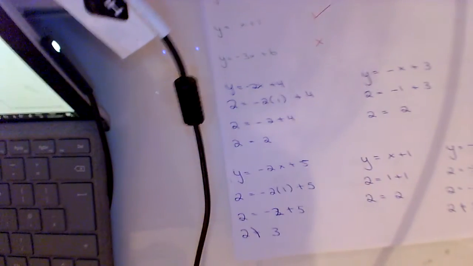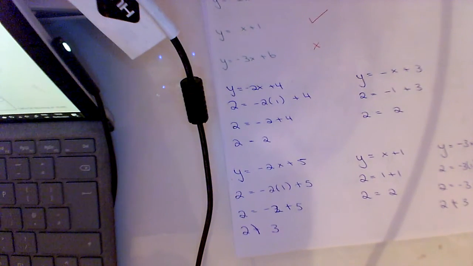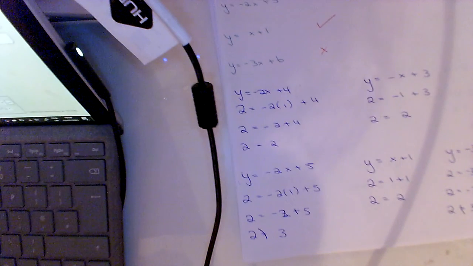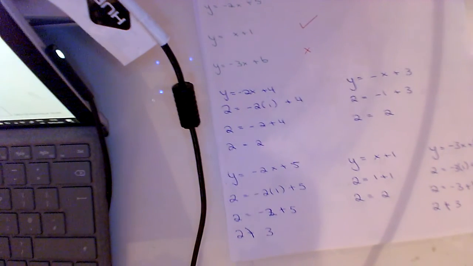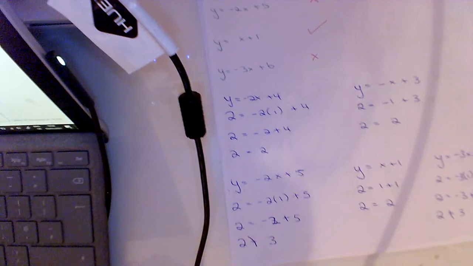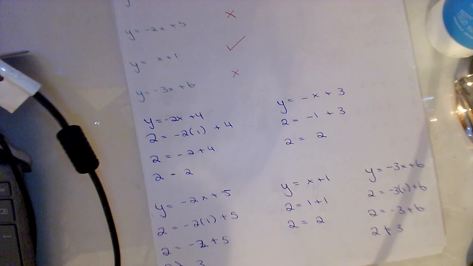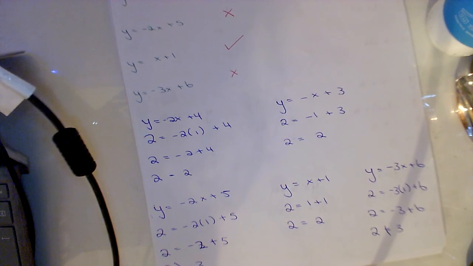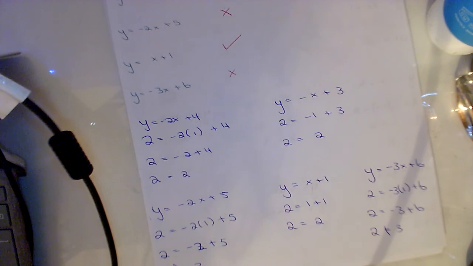Part 3, I have y is equal to minus 2x plus 5. So y is 2, 2 is equal to minus 2 bracket x is 1 plus 5. 2 is equal to minus 2 plus 5. 2 is not equal to 3, so it's not on line 3. Line 4, I have y is equal to x plus 1. So I have 2 is equal to 1 plus 1. 2 is equal to 2, so that one is on the line.